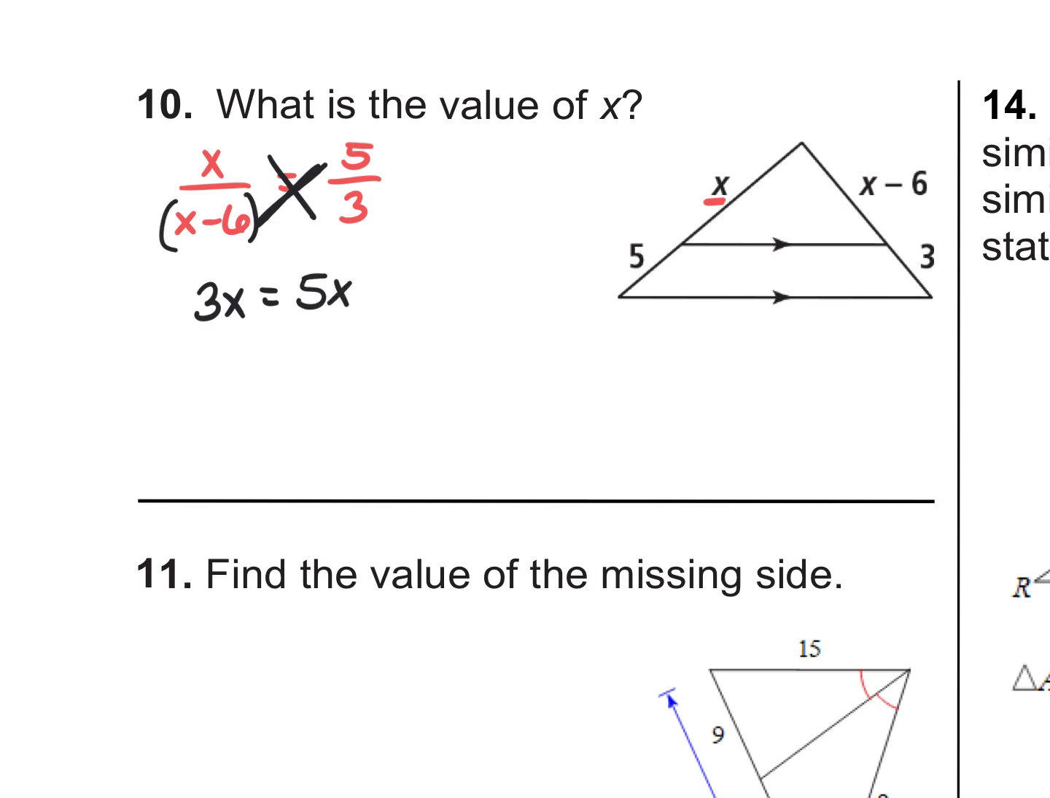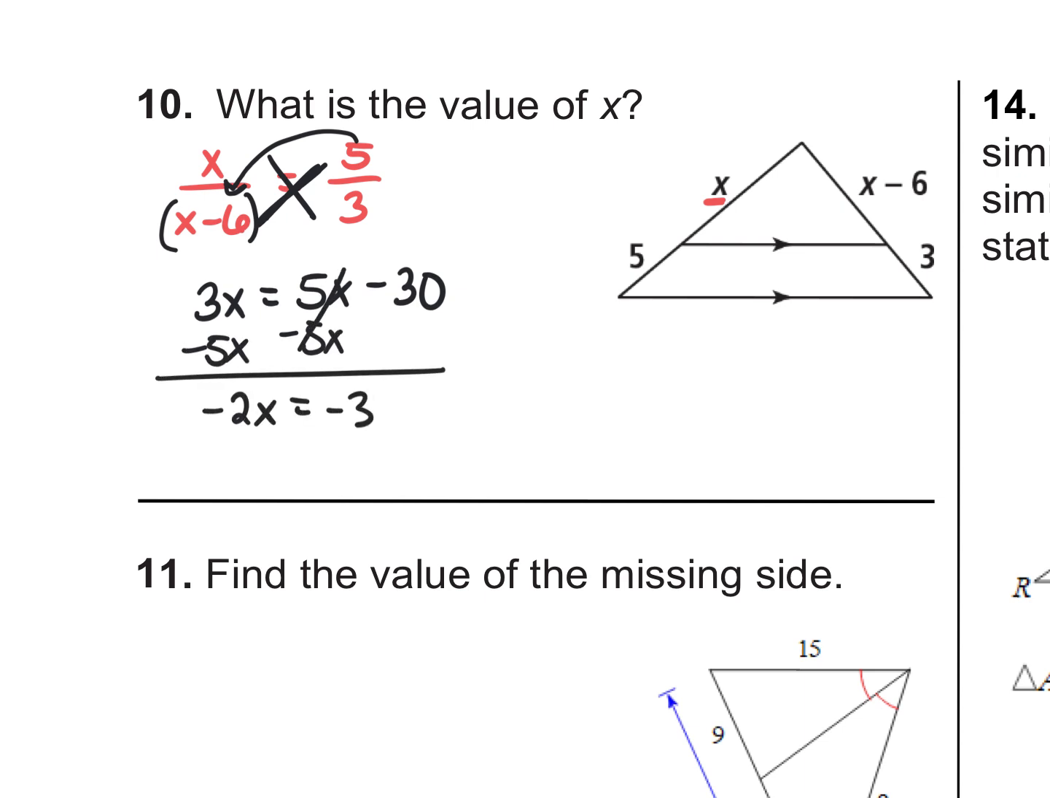We always get the 5x, but sometimes we forget to distribute to this one also. That turns into negative 30. So now solve. Subtract 5x. Negative 2x equals negative 30. Last step here. Divide by negative 2, x equals 15.